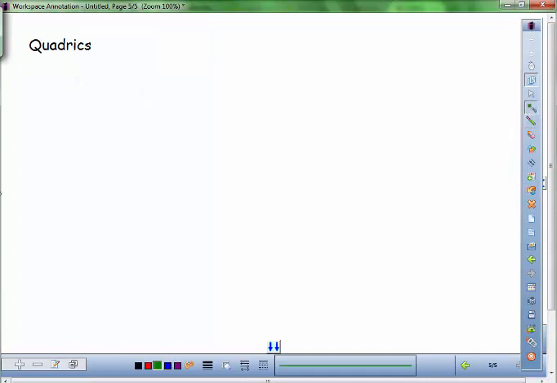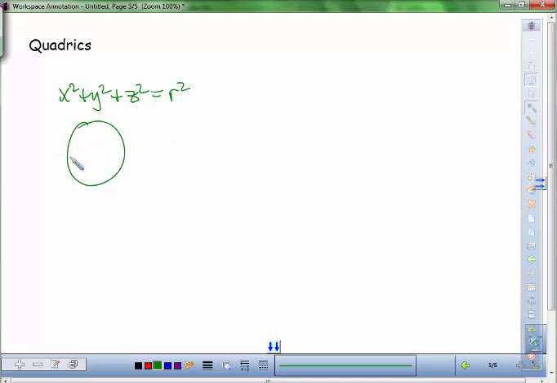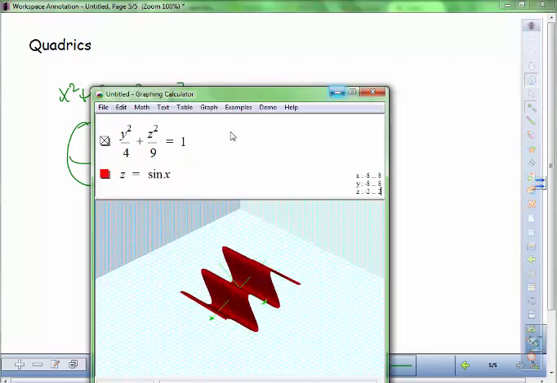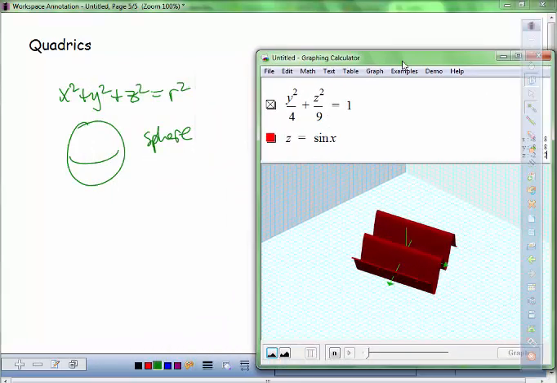So let's start off with a sphere. X squared plus y squared plus z squared is equal to r squared is going to be your sphere. Just like the circle, except we're going to go into another dimension, so we'll take your z and square it and then make an r squared. And just to be sure about that, we should do a quick graph of it.